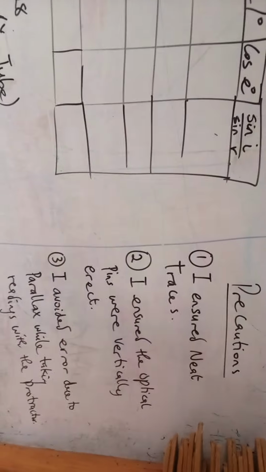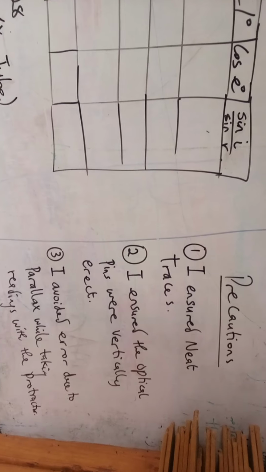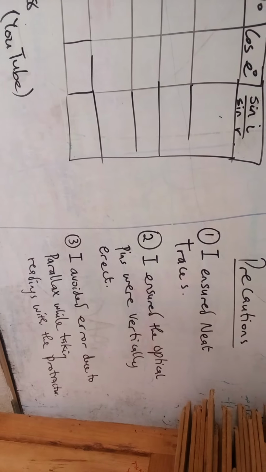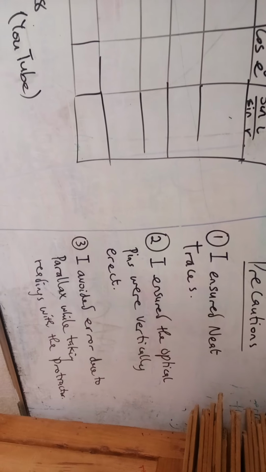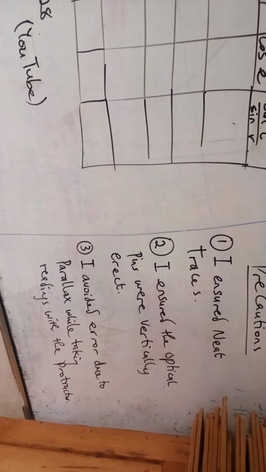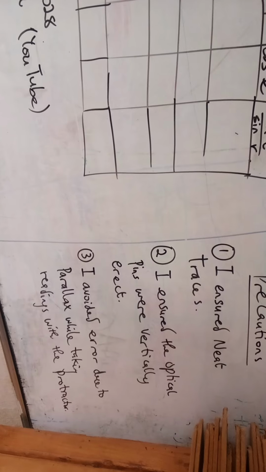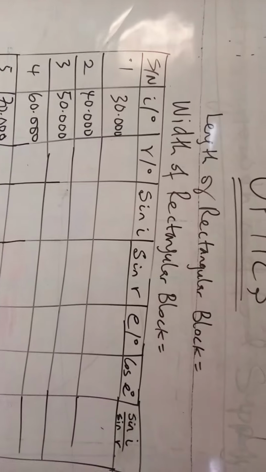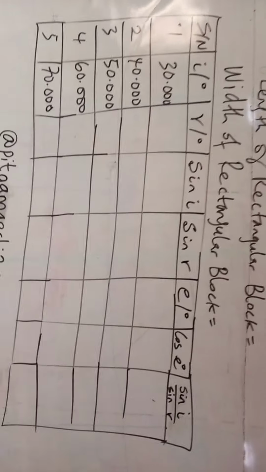The possible precautions to such practical under optics: I ensured neat traces. I ensured the optical pins were vertically erect. I avoided error due to parallax while taking readings with the protractor. So we will take the practical now. We will do the practical and we fill up the empty columns as the need may be.